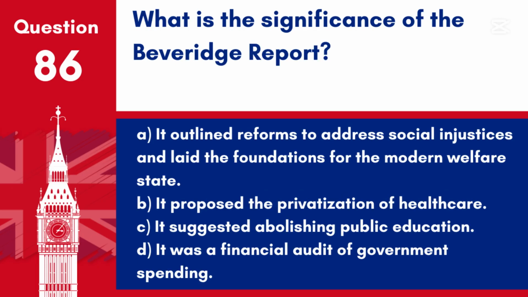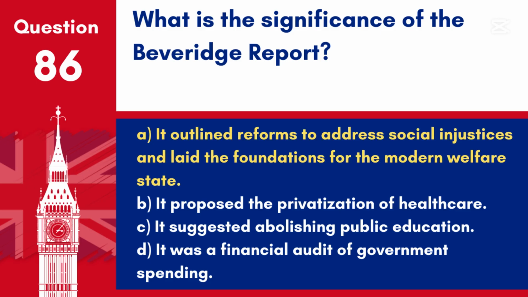Question 86. What is the significance of the Beveridge Report? A. It outlined reforms to address social injustices and laid the foundations for the modern welfare state. B. It proposed the privatization of healthcare. C. It suggested abolishing public education. D. It was a financial audit of government spending.